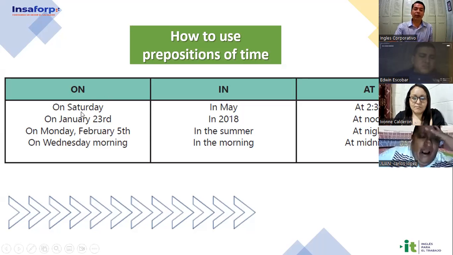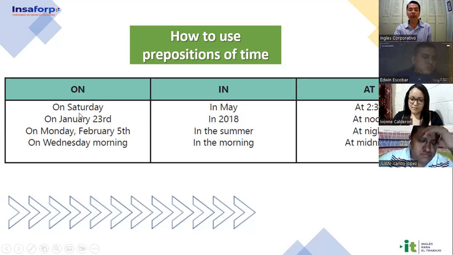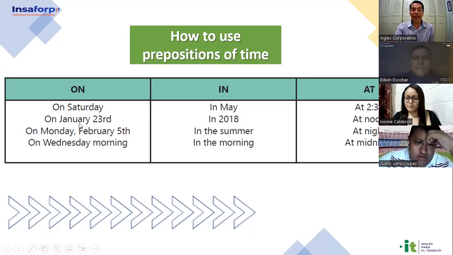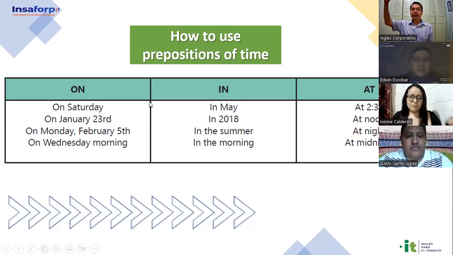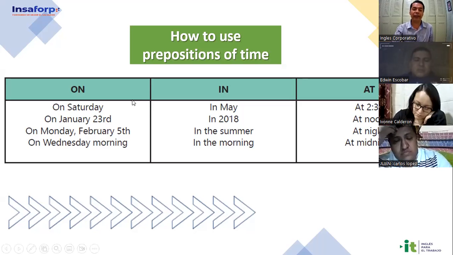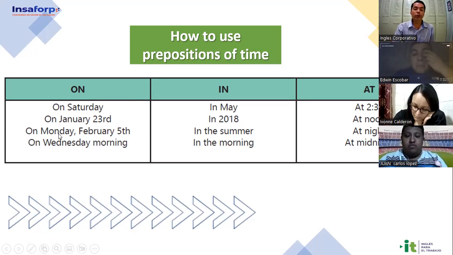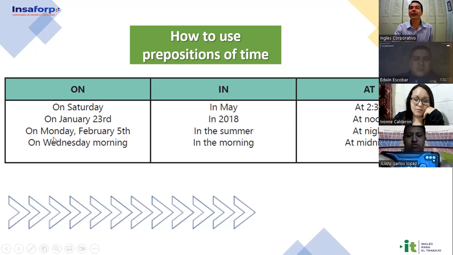Now, on Saturday, on Monday, on Wednesday, on Saturday, etc., right? Dates, fecha, right? On January 23rd, today is October 11th. So we say on October 11th, right? Then you can include the day also, on Monday, February 5th. For example, today, on Tuesday, October 11th. Okay, good. When are we going to finish the course? ¿Cuándo vamos a terminar este curso? On Wednesday. Let me see the calendar. On Wednesday, October 19th.